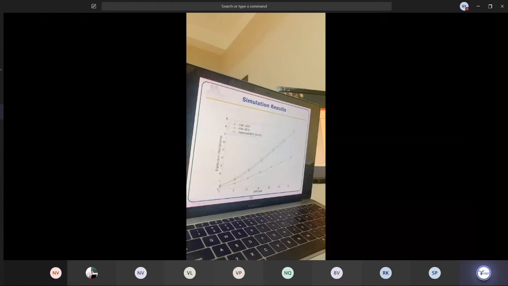Next, we move to the simulation results. In this figure, we can see that the optimized protocol provides a much higher sum rate in comparison to the baseline scheme.